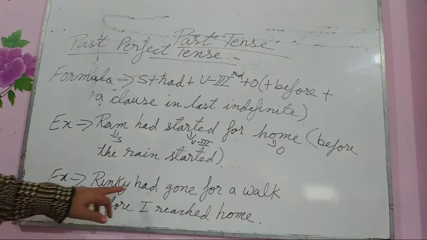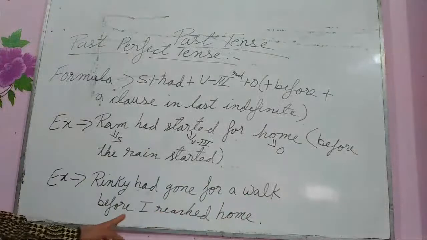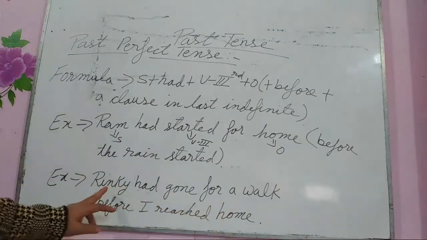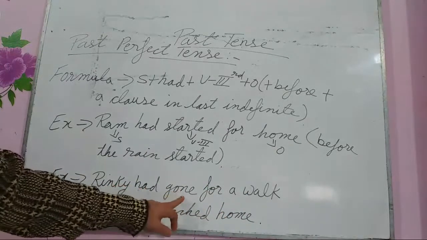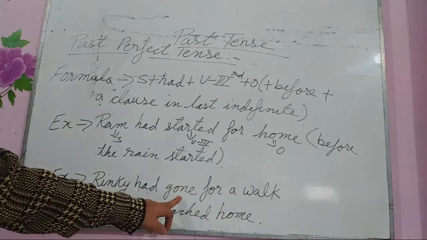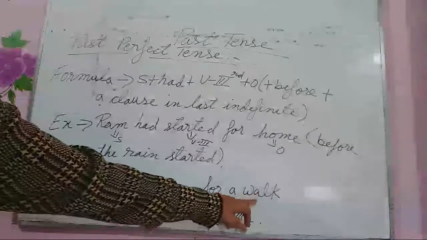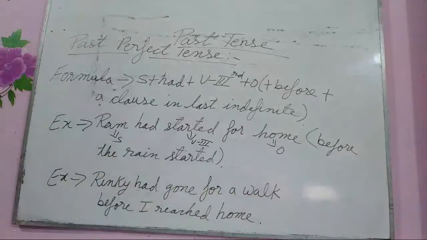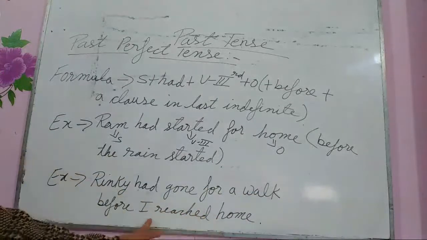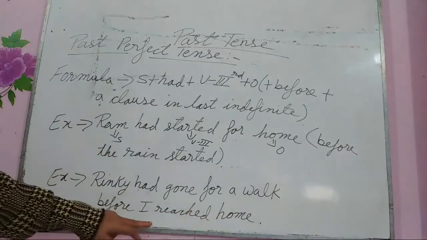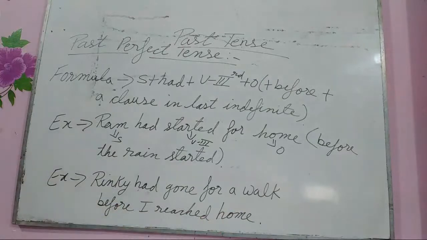The sentence is, Rinky had gone for a walk before I reached home. Rinky is the subject, had gone. Here gone is the verb of the third form. For a walk, here walk is your object. Before I reached home. I reached home is your clause in the past indefinite.